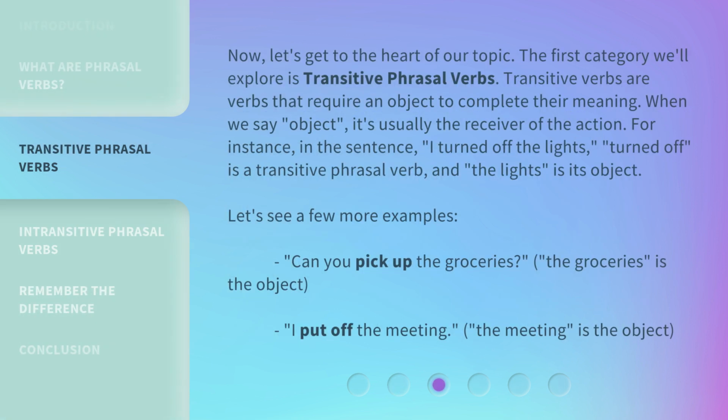Now, let's get to the heart of our topic. The first category we'll explore is transitive phrasal verbs. Transitive verbs are verbs that require an object to complete their meaning. When we say object, it's usually the receiver of the action. For instance, in the sentence, I turned off the lights, turned off is a transitive phrasal verb, and the lights is its object. Let's see a few more examples.